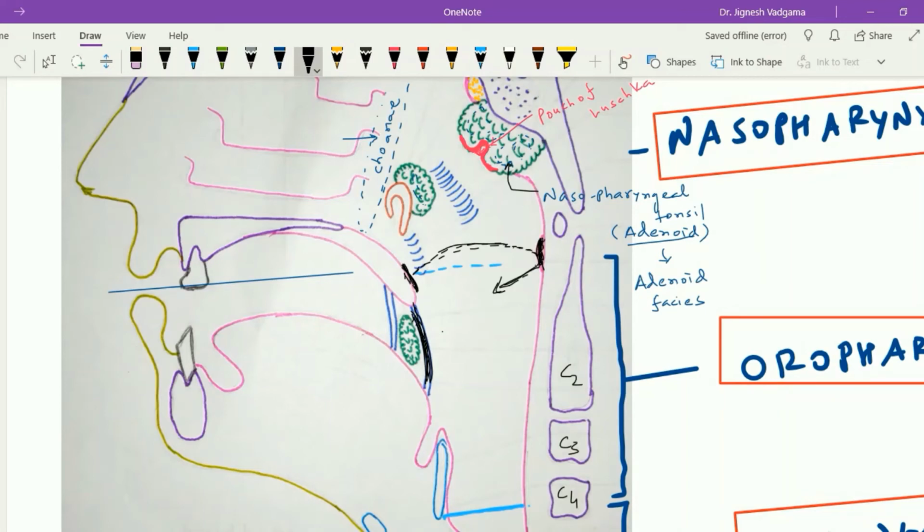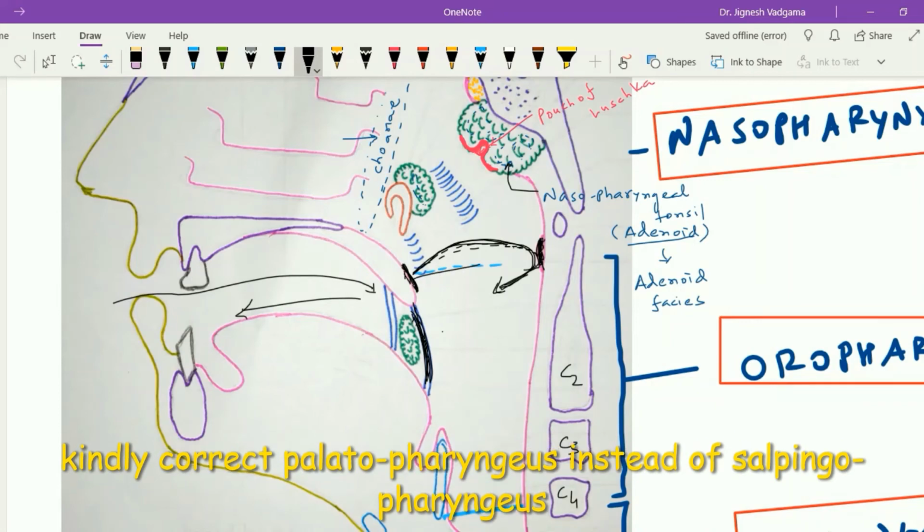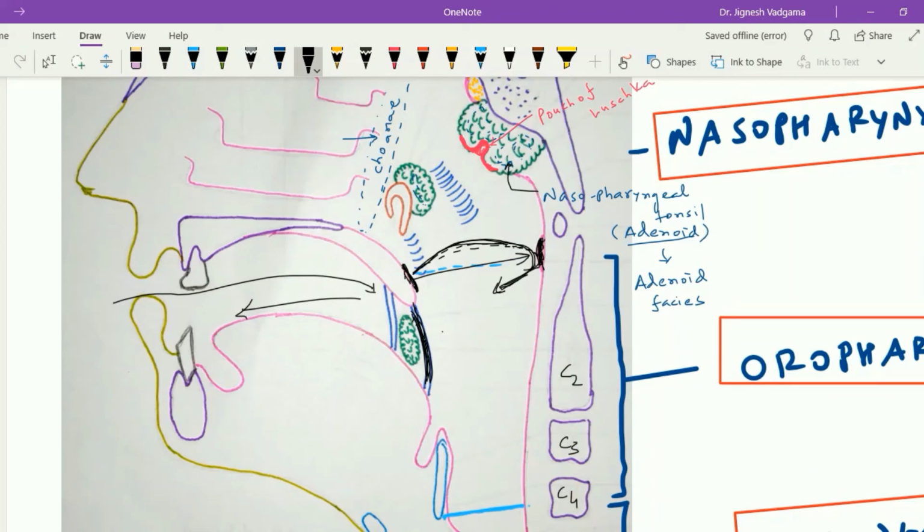At the time of blowing air through the mouth, or at the time of swallowing, this pharyngeal isthmus gets closed with the contraction of the tensor veli palatini, levator veli palatini, and stylopharyngeus muscle. This leads to approximation of the soft palate to the Passavant's ridge, and this prevents the regurgitation of food into the nose at the time of swallowing, and at the time of blowing air through the mouth, it prevents the leaking of air through the nose.